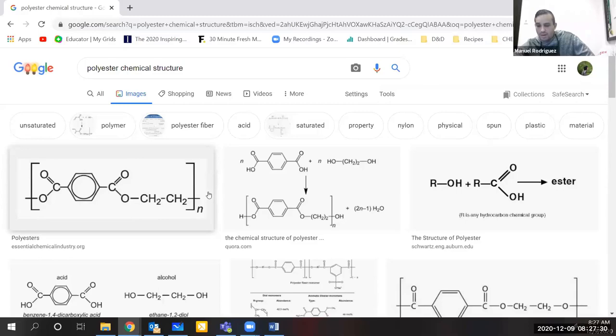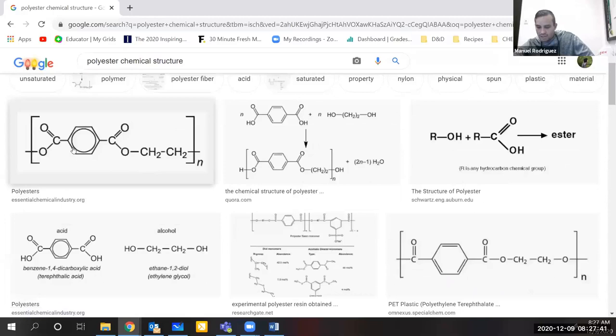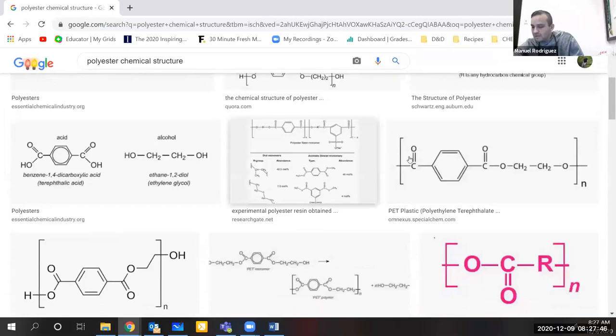So you can make polyester in different ways. And if you see, you can make it with this thing or this thing, which if we combine this and that, we actually get this. And we can do this as an example for the class. But looking at all the different polyesters, they all have the carbon double bonded to oxygen, single bonded to oxygen. That's your ester formation. You see, they show you the ester formation, many of them. The N just means many.